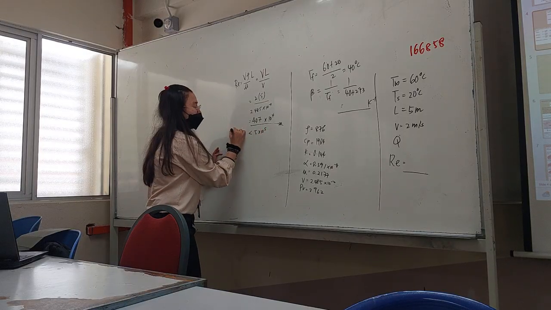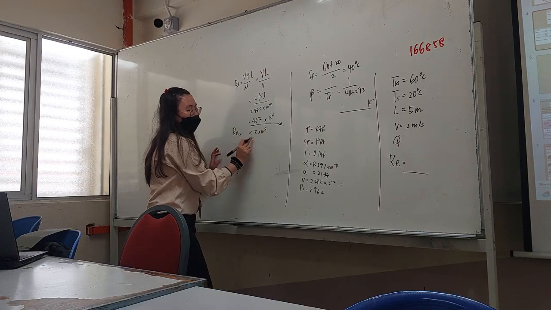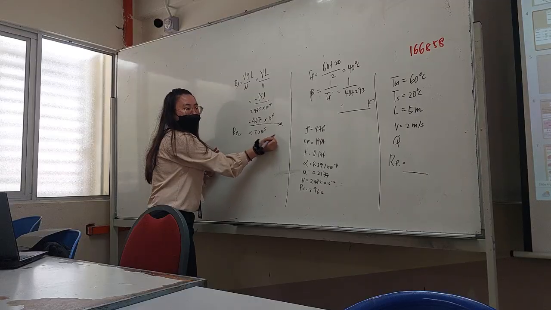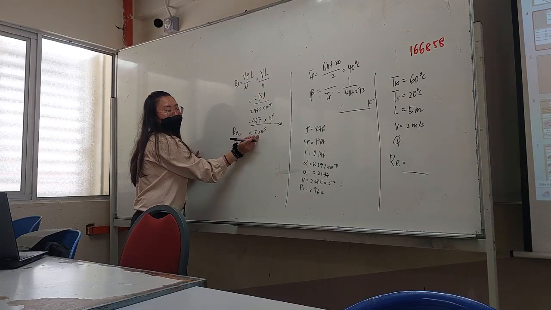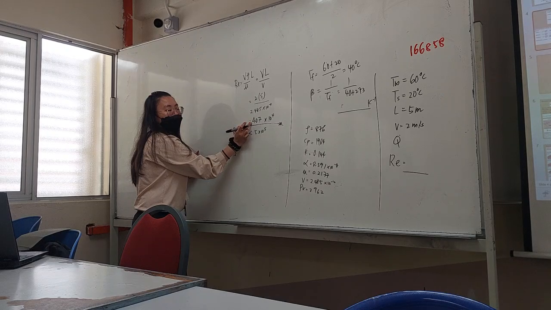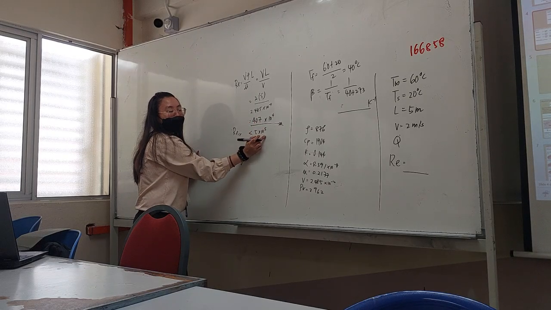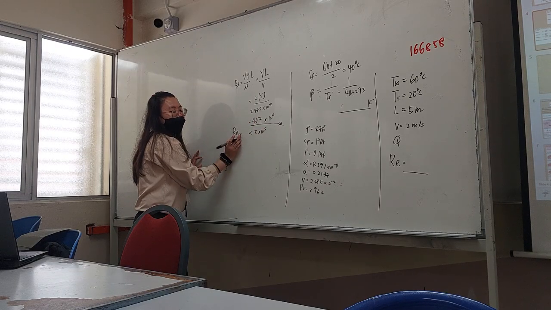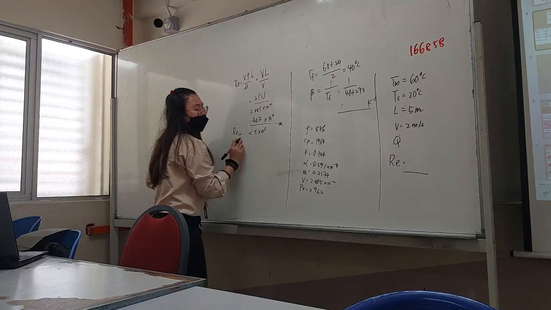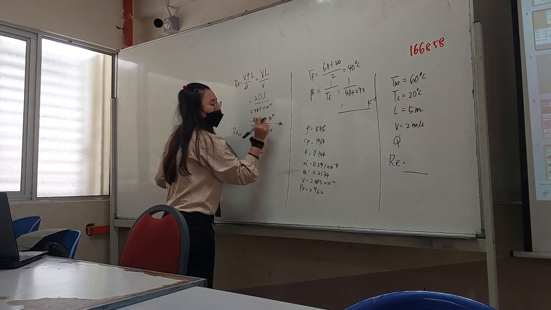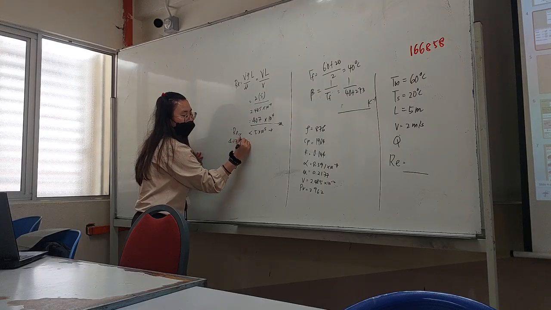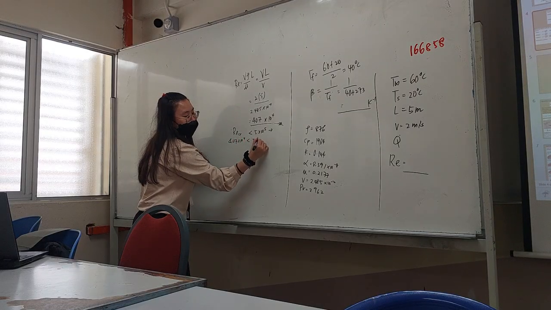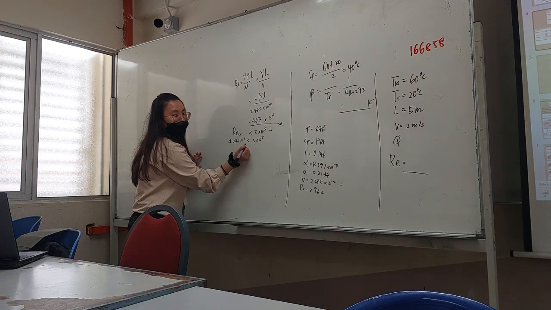So remember the critical Reynolds number. Above this value is turbulent, and below this value is laminar. So the value here is lesser than the critical value, so this is laminar. 4.07 times 10 to the power 4 is lesser than this, so this one is laminar.